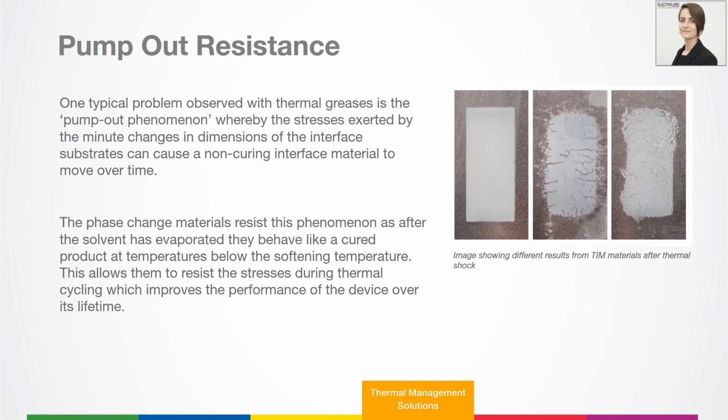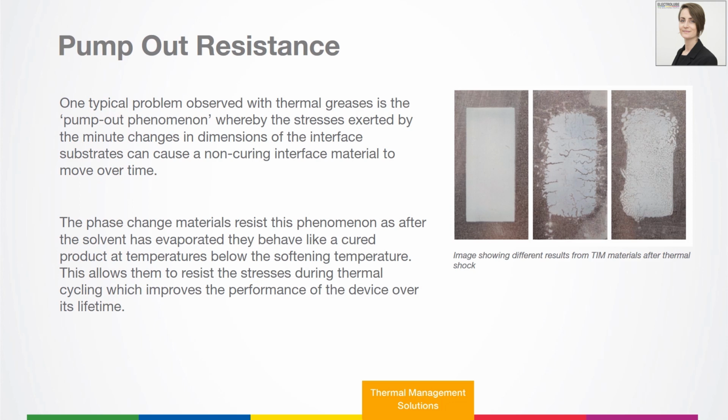I briefly mentioned pump out resistance before. This is where the stress exerted by the tiny changes in the dimensions of the interface as temperature changes, cause a pumping action which causes the material to spread. So you can see from the images that you have differences in the way materials behave. The one on the left is what will happen to a phase change material. It should stay very stable over the lifetime of the product. This is the same for SCTP as well.